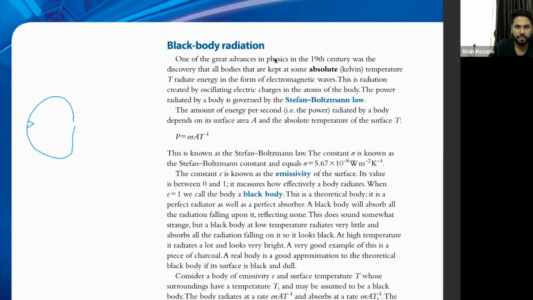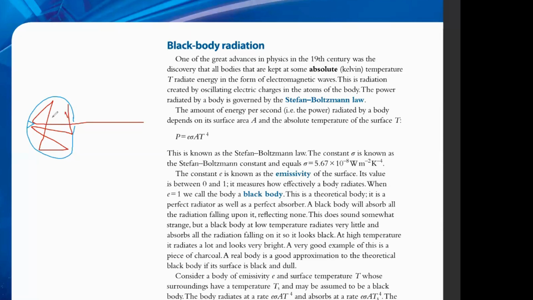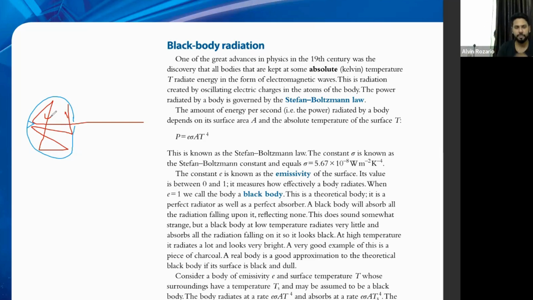Now just imagine the light is coming in, and this light gets reflected and gets multiple reflections. That means it gets trapped inside the black body, isn't it? This light gets trapped inside the black body, and the black body absorbs all the light that is coming.